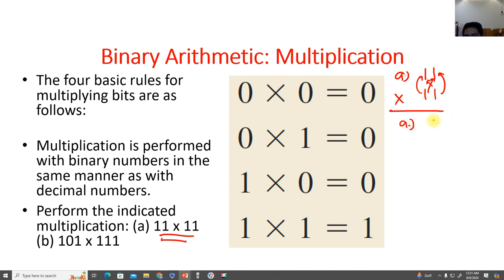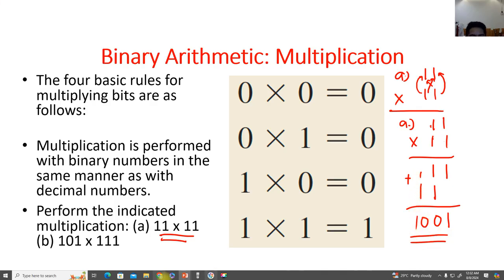So for letter A, we have 1, 1 times 1, 1. So I have 1 times 1 is 1. 1 times 1 is 1. And again, for the second value, 1 times 1 is 1. 1 times 1 is 1. And I will add the same as what we do when multiplying decimals. So bring down 1. 1 plus 1 is 0, carry 1. 1 plus 1 is 0, carry 1. So that will be the answer for letter A.